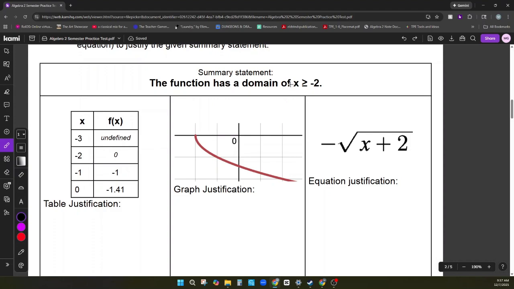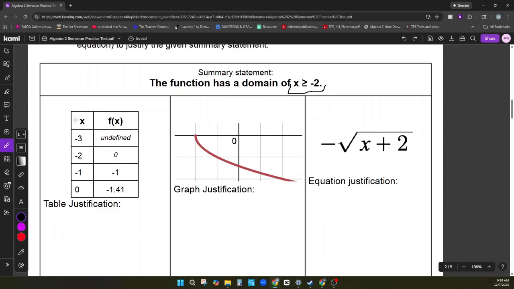So I'm going to take this information, I'm going to highlight it, circle it, underline it, however you want to identify what your summary statement is talking about. And you want to make sure that each of your justifications has this as part of its explanation. So the main focus is we're talking about our x values. Our domain has to do with x values, and it tells you as such right here. So I'm going to be looking at my x values for each of my representations.